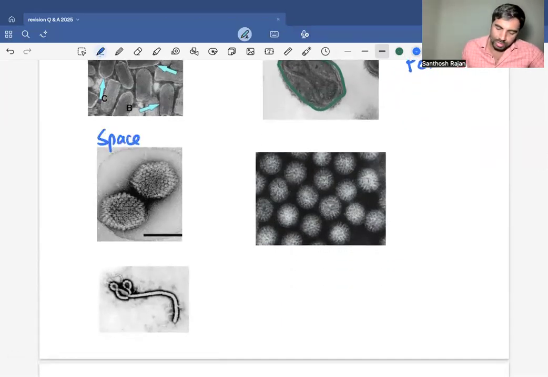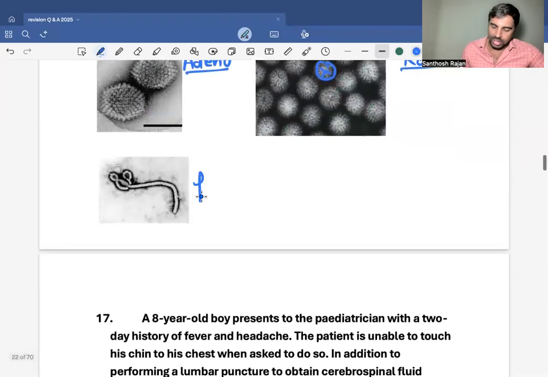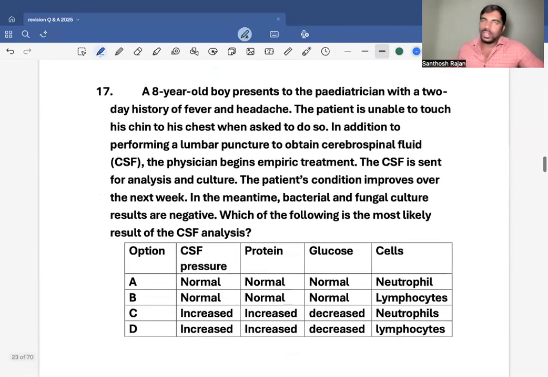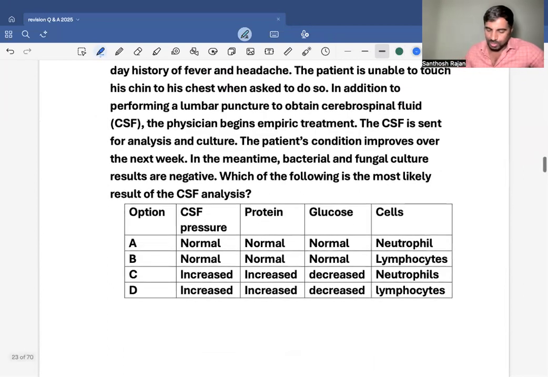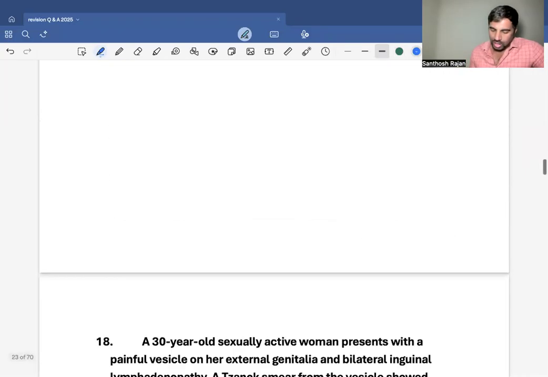You see space vehicle. Who is having a space vehicle? Space vehicle is owned by our adenovirus. And here this is a cartwheel. So you rotate the cartwheel, rotavirus. Here it is filamentous, because alphabetically after E comes the F. So Ebola. Very, very simple. Very easy, and statistically you can have one question. This picture, I always expect this picture. Virus and TB bacteria, you know very, very well.